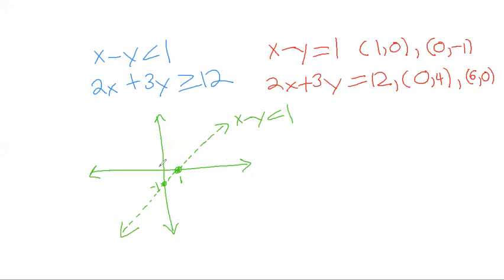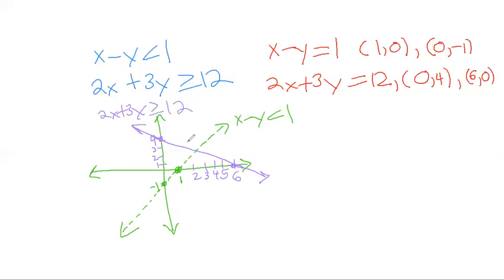So plotting this, the point 0, 4. 1, 2, 3, 4. And the point 6, 0. So 1, 2, 3, 4, 5, 6. So now I'm going to draw my line, and my lines are graphed. So this is 2x plus 3y is greater than or equal to 12.